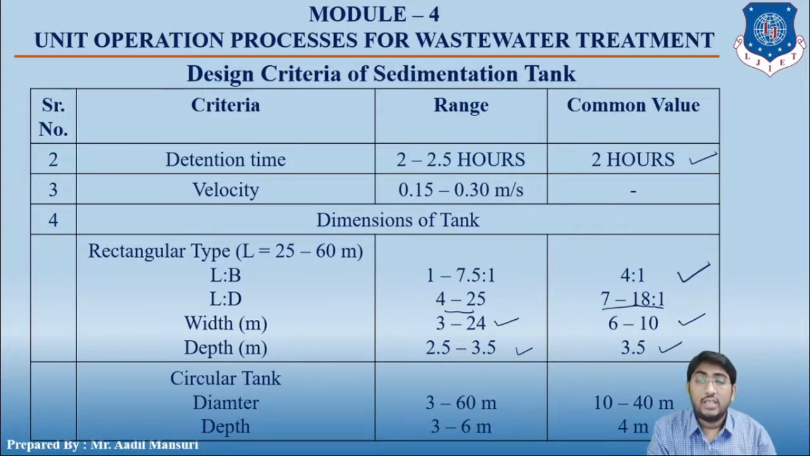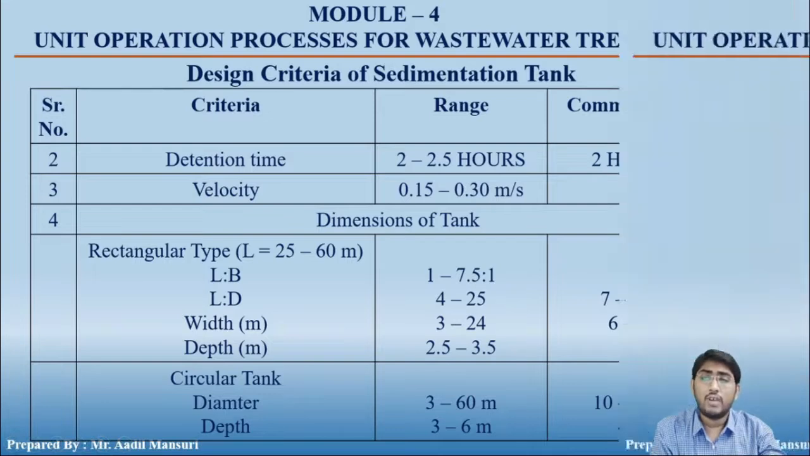In case a circular tank is to be provided, then diameter is 3 to 60 meters, and the common value you can go for is 10 to 40 meters. Talking about depth, it should be 3 to 6 meter deep, and the common value is 4 meter. Understood, students? So this is about the design criteria of sedimentation tank.